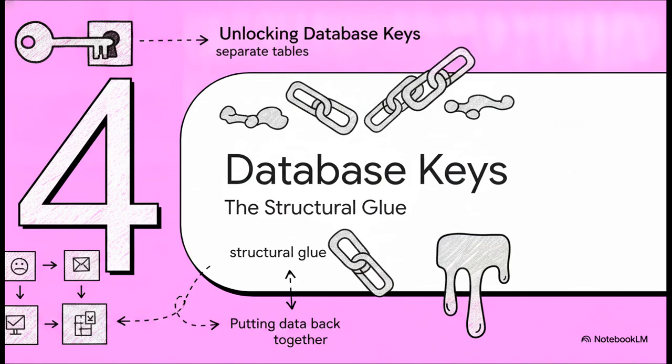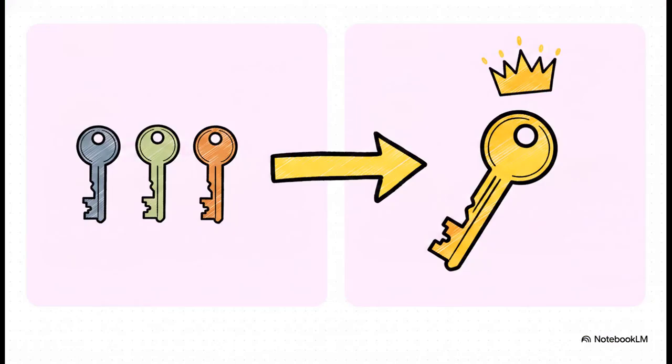And finally, part 4, unlocking database keys. This is the structural glue of the whole operation. Okay, so if everything is separated out into all these different tables, how does the system possibly put it back together? The answer is database keys. Let's compare two types, the candidate key versus the primary key.